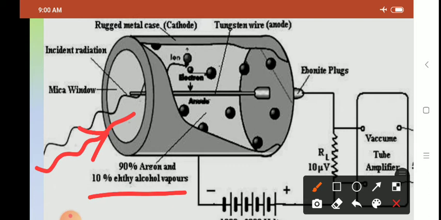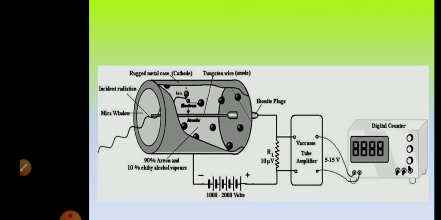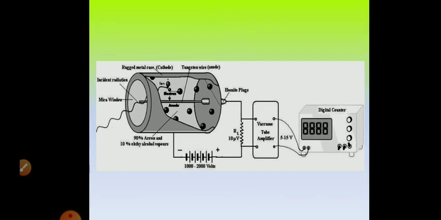Whenever radiation strikes the gas molecules, they get ionized and positive and negative ions are formed. Electrons move towards the positively charged electrode, that is the anode, the circuit is completed, and current is generated. The current is then measured. A simple amplifier is required, and there is a digital counter which counts the pulses or the current generated. This is the simple construction and working of a Geiger-Müller counter or Geiger tube.